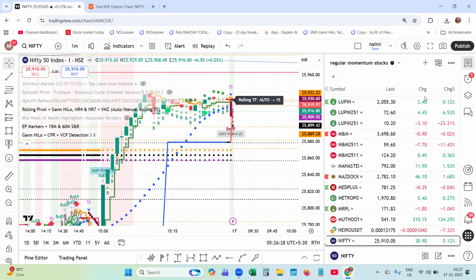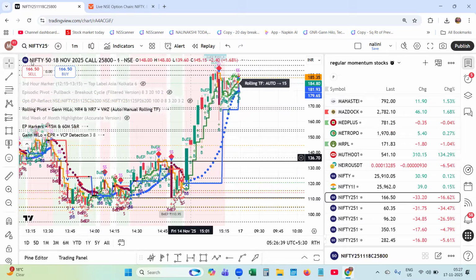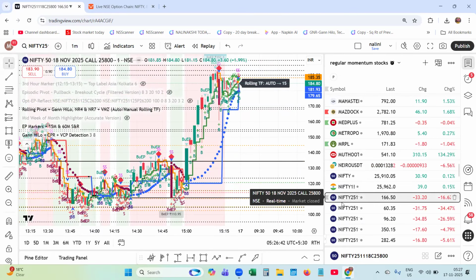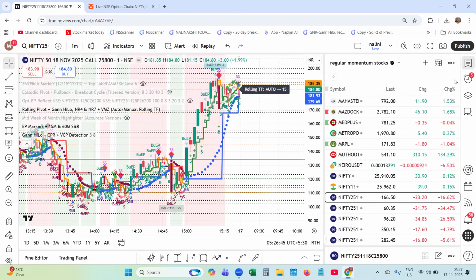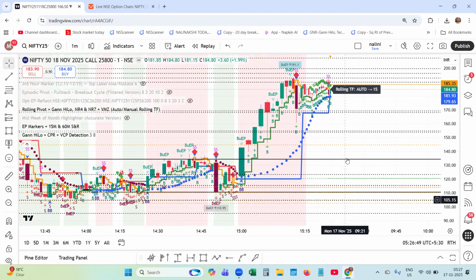Coming to applying to the chart, since the market has support around 25,860, let us go back to 25,800 or a little bit in the money call option. Let me show you the supports. This is the strong support. Market has crossed. The 134 line was the break level.